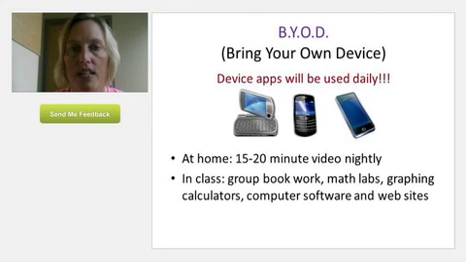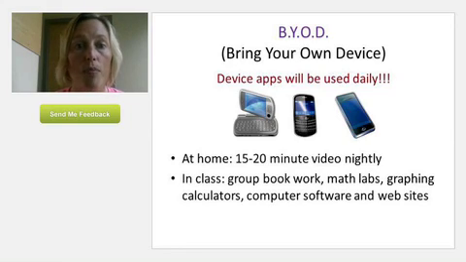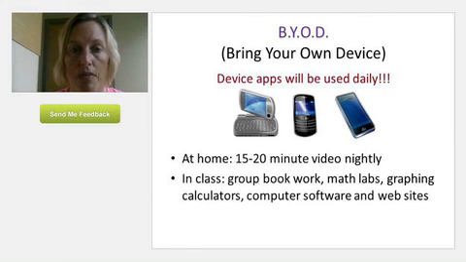Bring your own device. Device apps will be used daily. We want you to take out those phones. We'll be using Twitter, Facebook, Edmodo, taking pictures, watching videos, all sorts of things. At home, we expect you to watch a 15 to 20-minute video and take the notes. In class, we're going to use group work, math labs, graphing calculators, computer software, and websites to get some math fun and learning done.